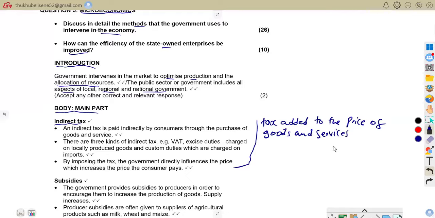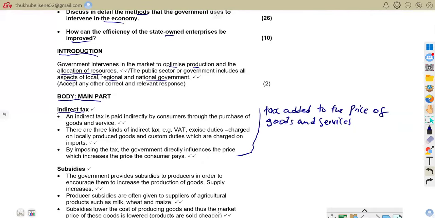The price of goods and services, like VAT or tax on alcohol and cigarettes. And we know very well this increases price to reduce consumption and raise what? Government revenue. That is that. As it says here under indirect tax, an indirect tax is paid indirectly by consumers through the purchase of what? Goods and services. So there are 3 kinds of indirect tax: VAT, excise duties, which are charged on locally produced goods, and customs duties, which are charged on imports.